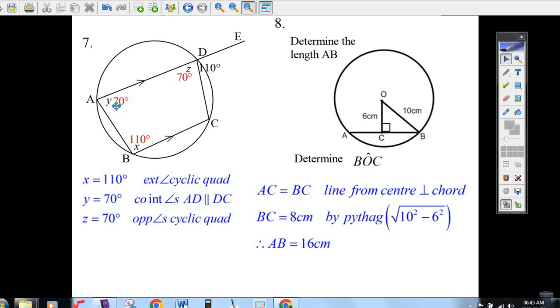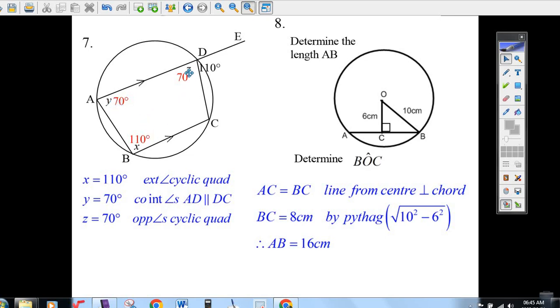Now, you're given that these are parallel lines, so you're probably going to have to use parallel lines. In fact, Y is 70 degrees, and X and Y are called co-interior angles. And you have to name that AD is parallel to BC. And there's where Y is 70 degrees.